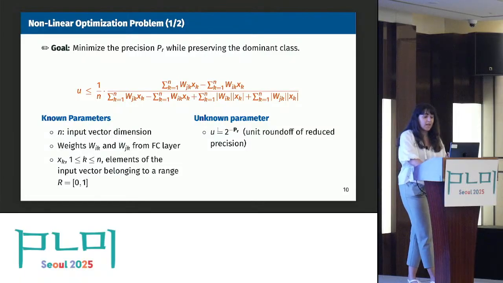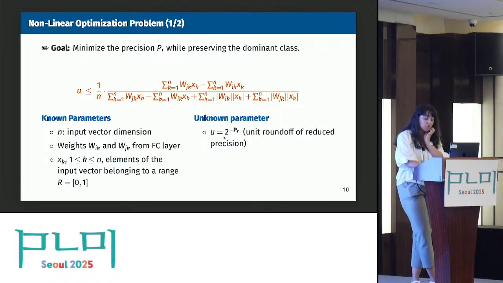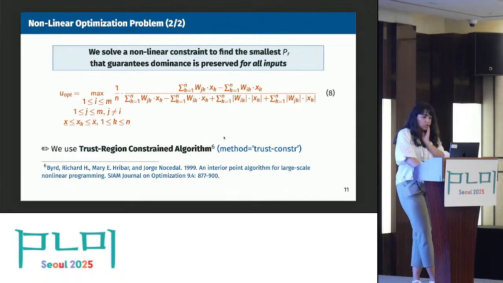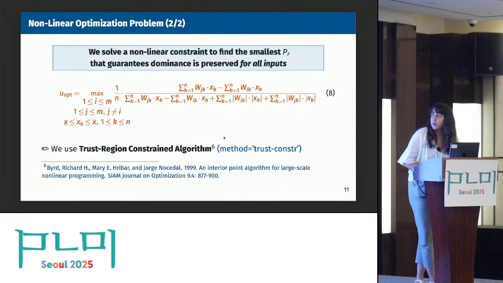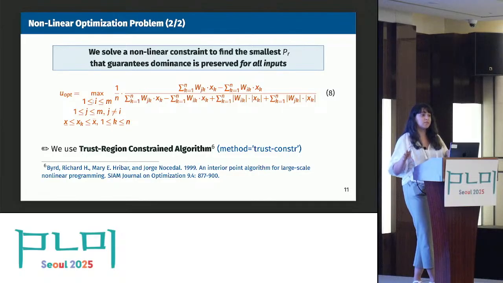by our method, and which is given by some machine epsilon u equal to 2 to the power minus PR. To solve this problem, we are faced with a nonlinear constraint: to find the smallest PR that guarantees the dominance. So we need to maximize the machine epsilon in order to find the smallest PR possible for which the quantization guarantees the dominance of our classifiers.